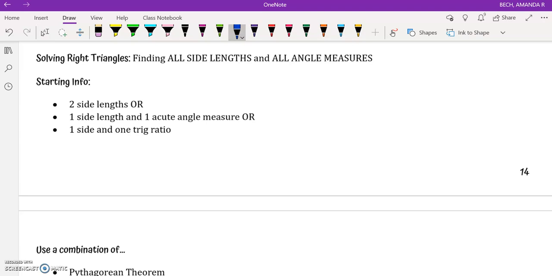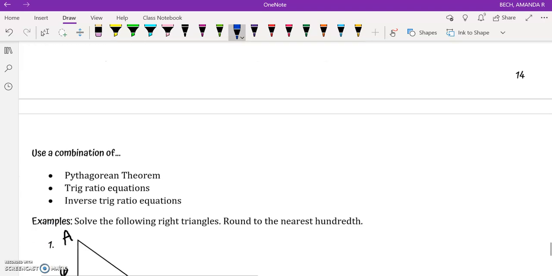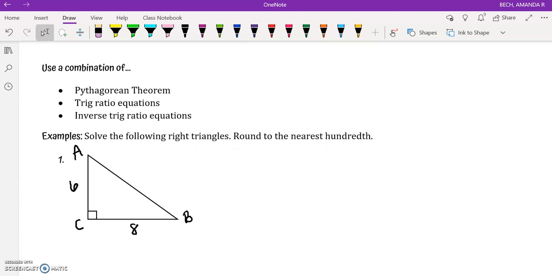What that means is to find all of the side lengths and all angle measures for a right triangle. So there's 3 side lengths and 3 angle measures. When we're doing this, we will either start with knowing 2 side lengths, 1 side length and 1 of the acute angles, or 1 side length and 1 trig ratio. Keep in mind that we always know one of the angle measures is 90 degrees because it's a right triangle. To find the missing sides and angles, we're going to use a combination of the Pythagorean theorem, trig ratio equations, and then inverse trig ratio equations.